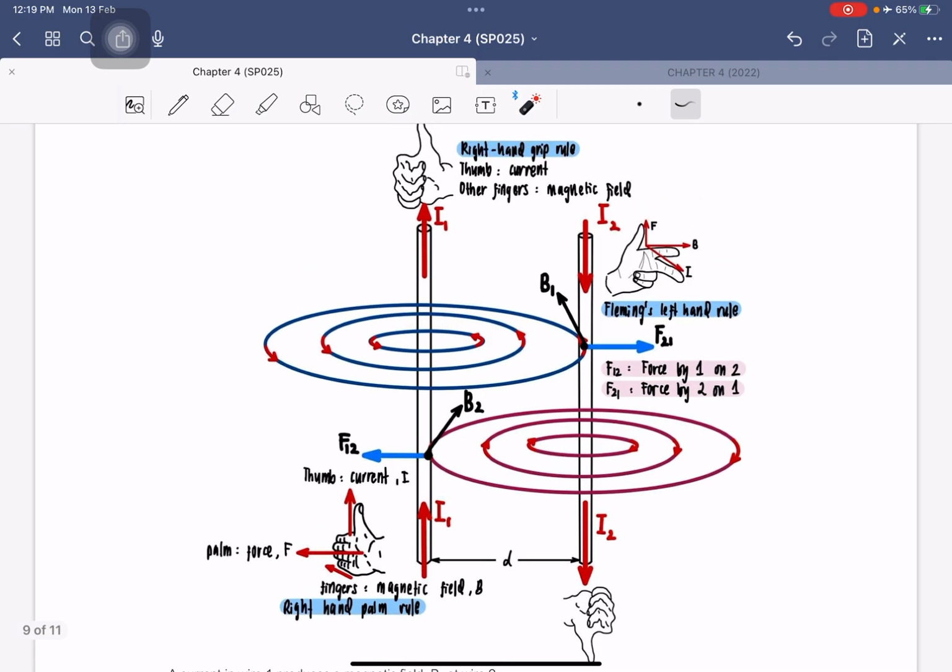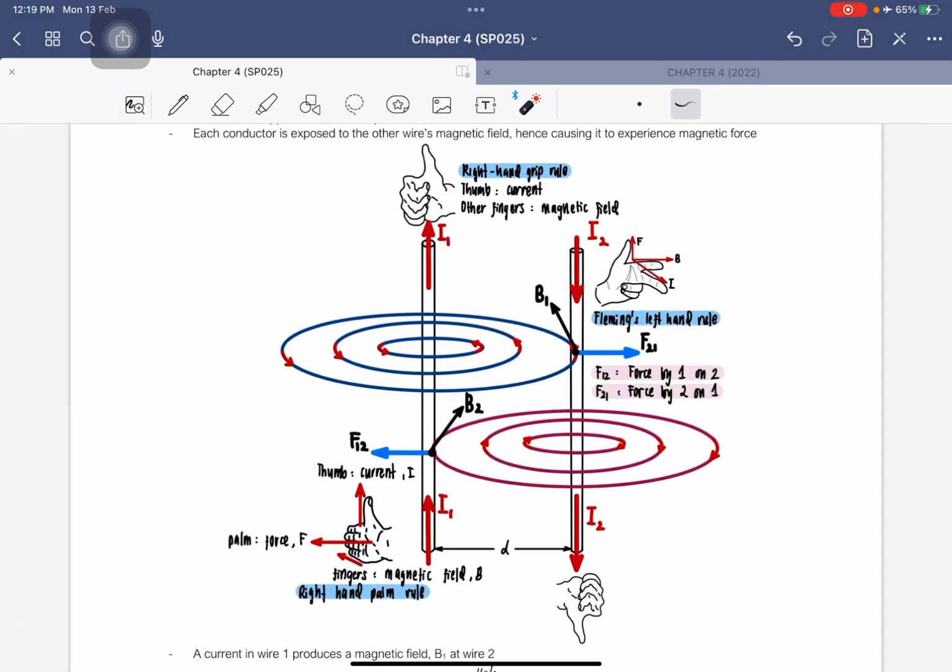Alright, so let's look at current in the opposite direction. The magnetic field lines will be here, at this wire. So when we use Fleming's left hand rule to determine the direction of force, it will be pointing to the right. Okay, do it using your left hand. Then we look at the one here.